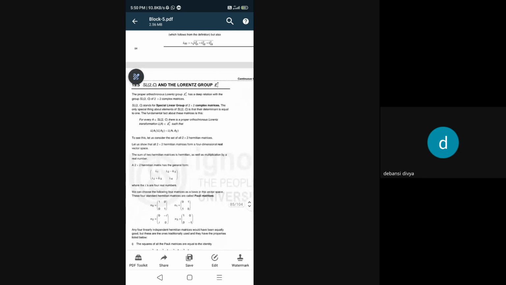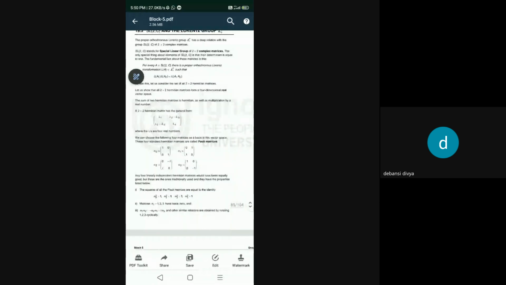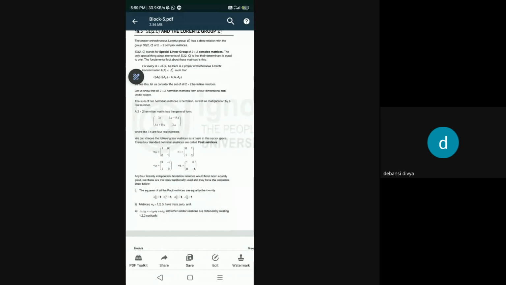Let us take the set of 2 cross 2 matrices, which form a 4-dimensional linear vector space, and from those you can have your Pauli matrices, which are very much used in quantum mechanics. The 4 Pauli matrices are sigma 0, sigma 1, sigma 2 and sigma 3, which are 2 cross 2 Hermitian matrices. Sigma 0 in matrix form is 1 0 0 1, sigma 1 is 0 1 1 0, sigma 2 is 0 minus i i 0, and sigma 3 is 1 0 0 minus 1.